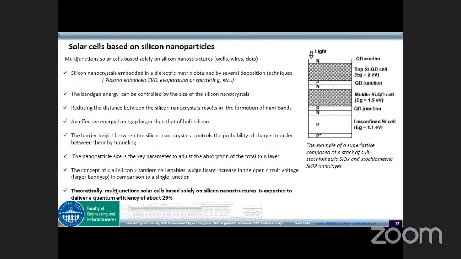This is one example of a solar cell based on silicon nanoparticles. I'm not going to read all the slide, but the picture says that if you have a quantum dot junction, if you start with ordinary silicon with 1.1 eV, you have a quantum dot junction on top of it with 1.5 eV, you can have another one, 2 eV, you start really utilizing a larger spectrum of solar energy to convert. So you have one material, but tandem. So you have a real chance of going over the Shockley-Queisser limit.